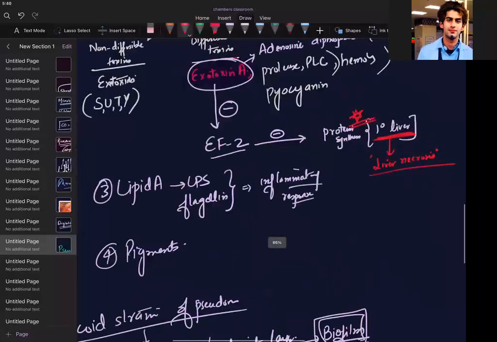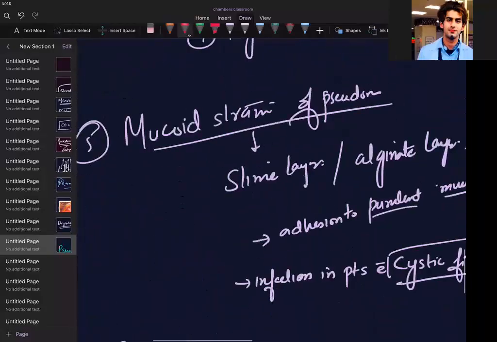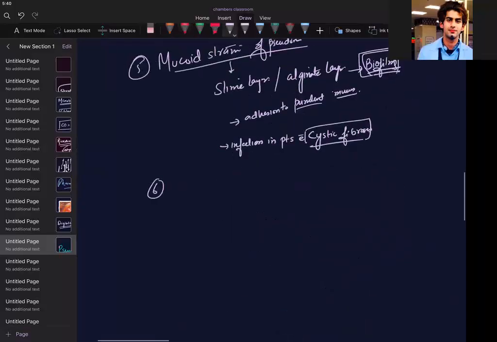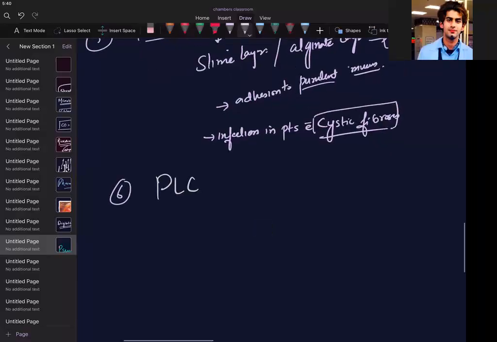Have we written anything about phospholipase C? Let us write something about phospholipase C because we are correlating them. Phospholipase C, I write in short PLC. It will be damaging the membranes. What will happen if you damage the membrane? Necrosis. Okay.